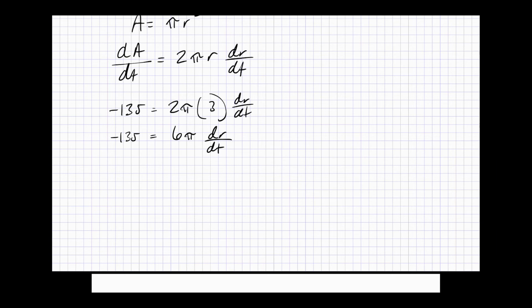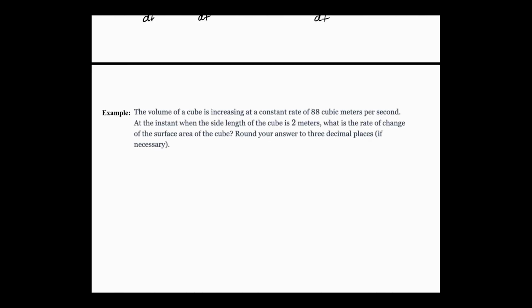Okay, so negative 135 was dA/dt. 3 was r. Everything else we had except for dr/dt. So all I got to do is divide by 6 pi. There you go. That's dr/dt. Leave it like that. Don't change it to a decimal, not until the very, very end. We'll change it to a decimal then. Okay? So that number could actually go on our list: dr/dt is negative 135 over 6 pi.